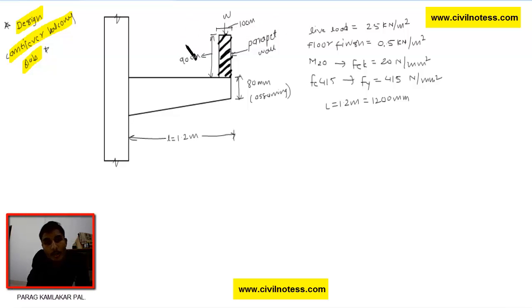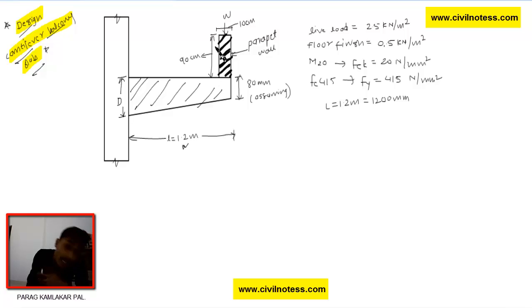In this video I'm going to teach you about the design of the cantilever balcony slab. This is the diagrammatical representation you have seen over here, and this is the D. We have to design this parapet wall, in the numerical 1.2 meter length. This section you are seeing over here is the parapet slab, so we have to design this parapet slab.